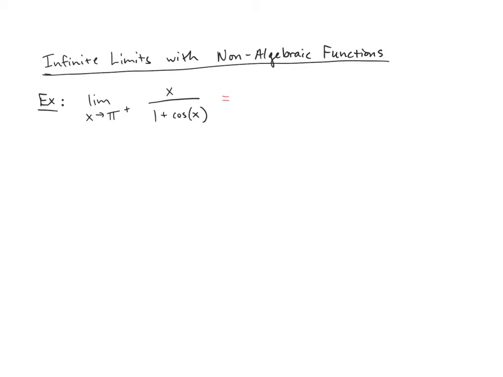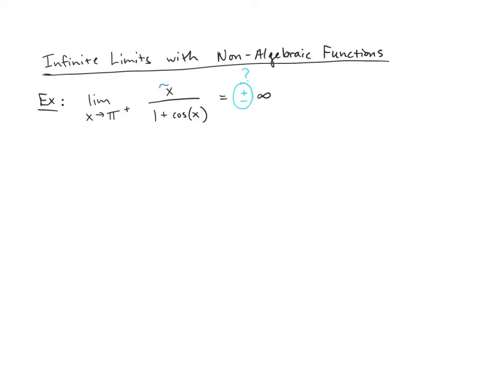Now if we just plug in, because this is an example of a function you should be able to plug into as long as everything goes well, we get pi over 1 minus 1, which is pi over 0. Okay, so this signals an infinite limit. And so the question becomes, is it a plus or minus infinity?